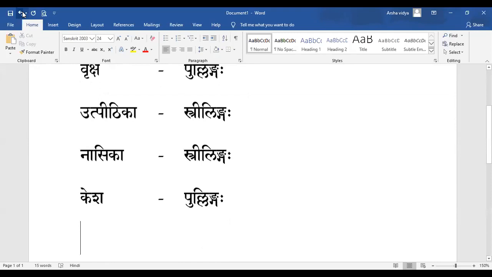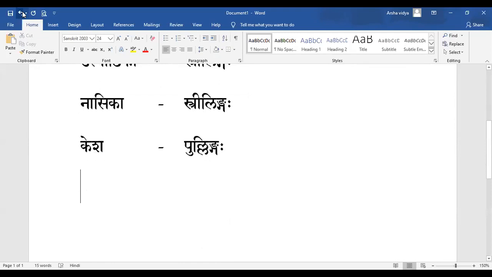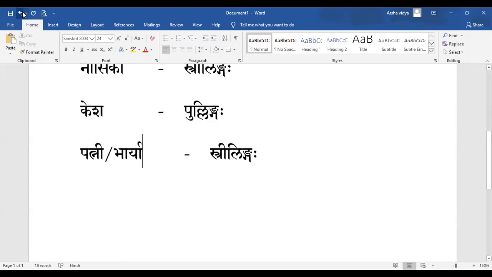For example, I will give a Shabda like the word Patni. Patni means what? Famous example. Patni is wife. What is the gender of the word wife in English? Feminine. So the word for wife in Saṃskṛtam is Patni. Patni is Strilinga. Another word we can give is Bharya. Bharya also means wife.